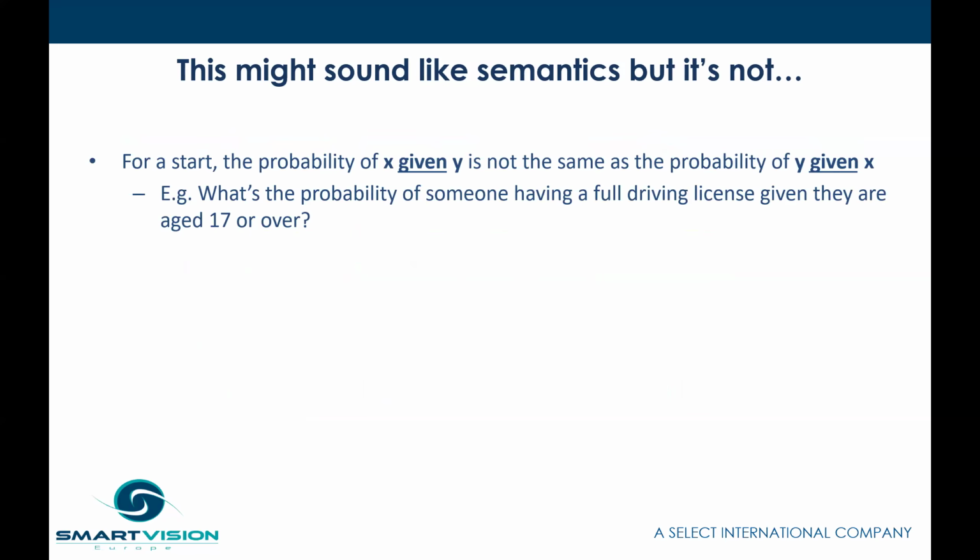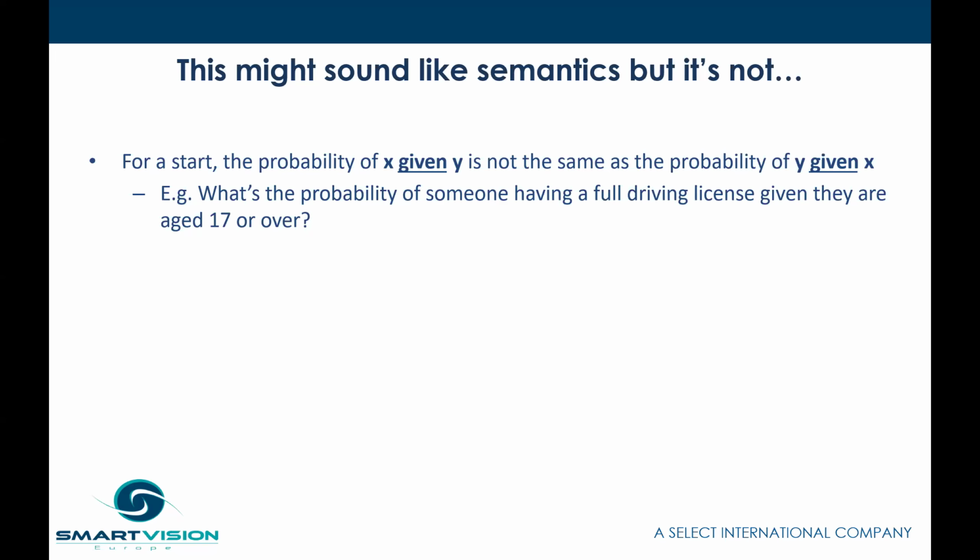And the reason is simply that the probability of x given y is not the same as the probability of y given x. So if you ask, what's the probability of somebody having a full driving license given that they're age 17 or over? And you think to yourself, well, this person's age 17 or over. What do you think the chances are that they've got a driving license?